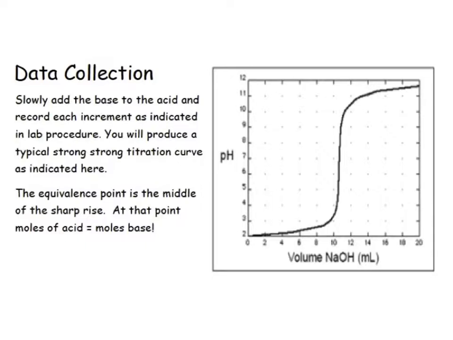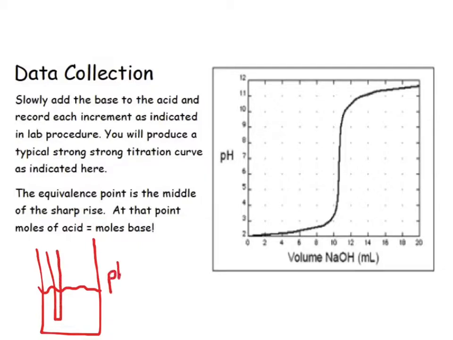So here is our setup. All right, you have your stir bar in here, and then you have your acid and your probe in here. And what you're going to do is take the pH in small increments. Probably you're going to start at 0 mLs of base added to it, and take that pH. Then you're going to put about 0.5 mLs of base in there.